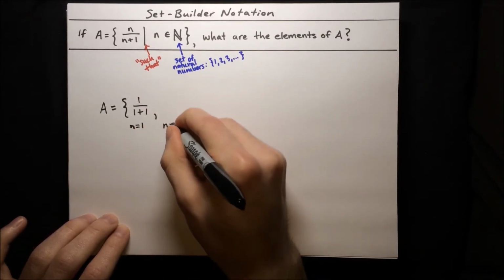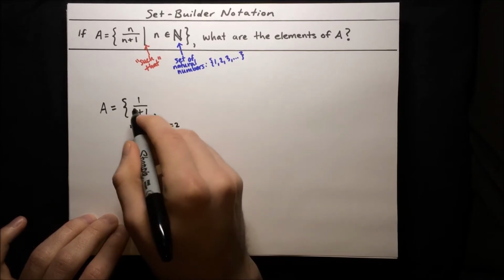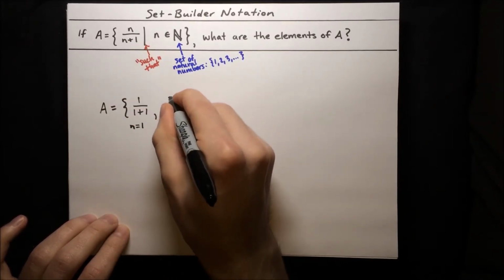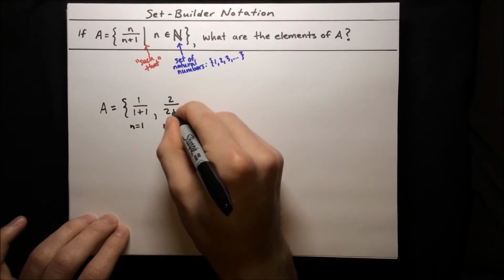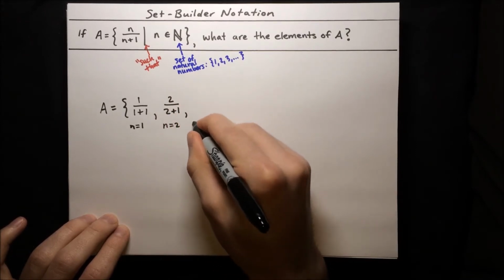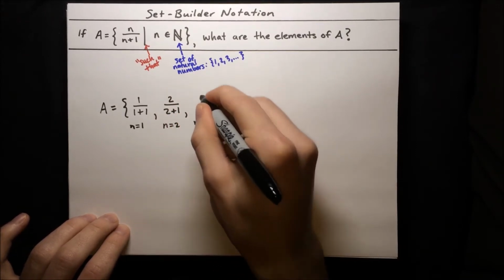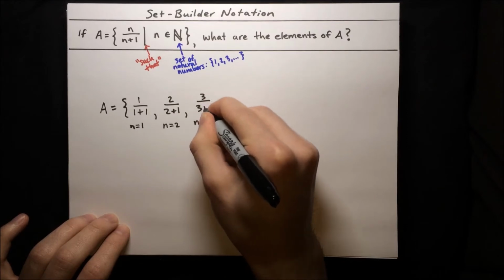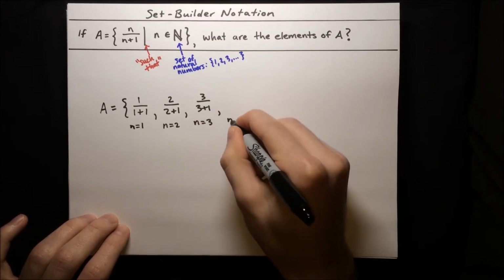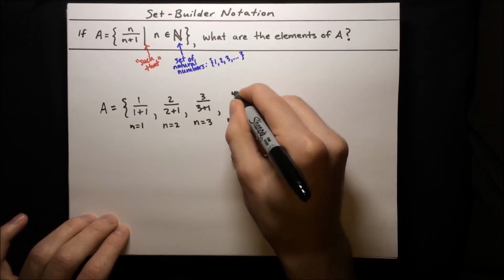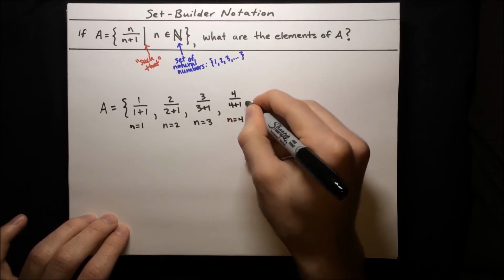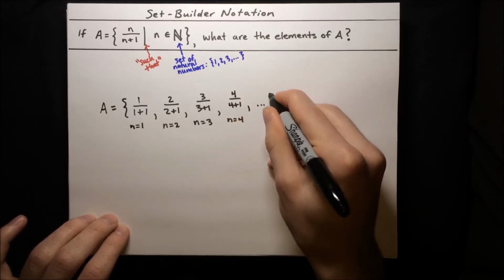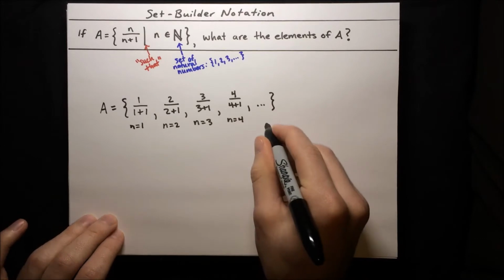So how about n equals 2? For n equals 2, we just plug that in, and we have 2 over 2 plus 1. Okay, continuing this for n equals 3, we've got 3 over 3 plus 1. Continuing this for n equals 4, we've got 4 over 4 plus 1. And then we'll just add some dots to indicate that we keep going on in this fashion.